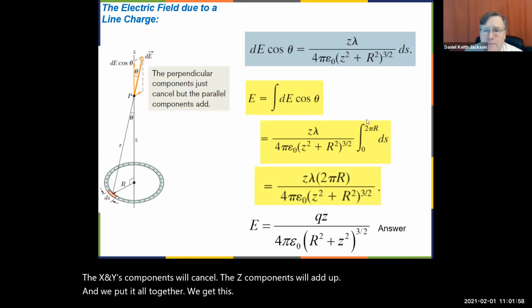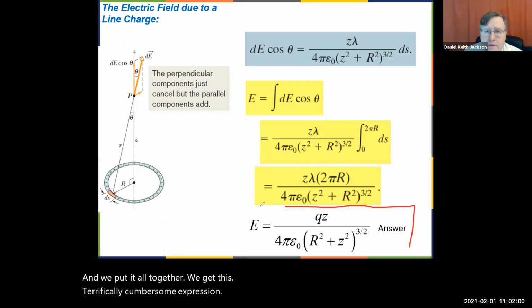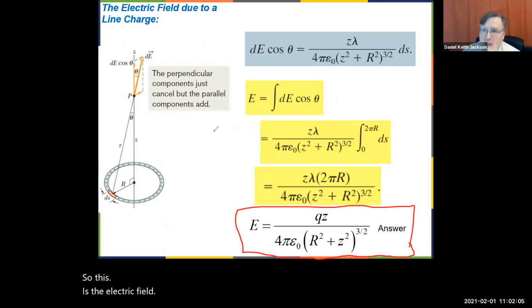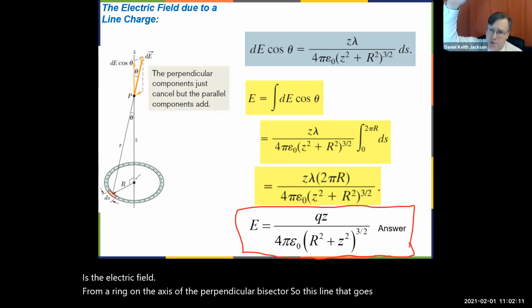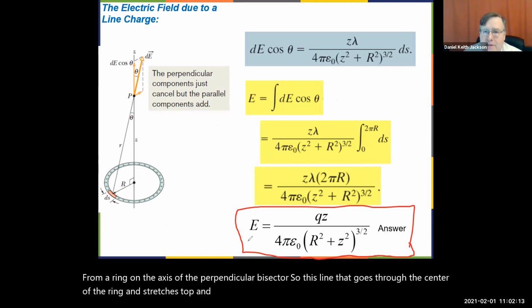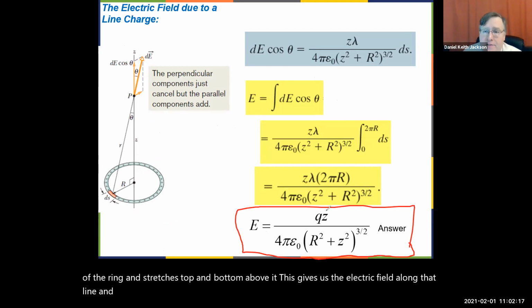And when we put it all together, we get this terrifically cumbersome expression. This is the electric field from a ring on the axis of the perpendicular bisector. So this line goes through the center of the ring and stretches top and bottom above it, and this gives us the electric field along that line and only along that line. Here z represents the distance from the center, and r represents the radius of the ring.